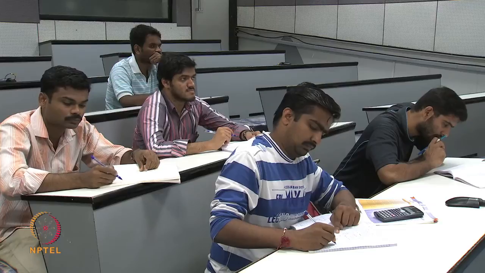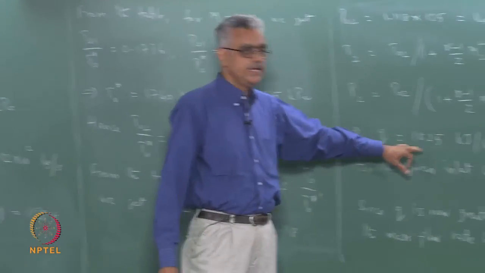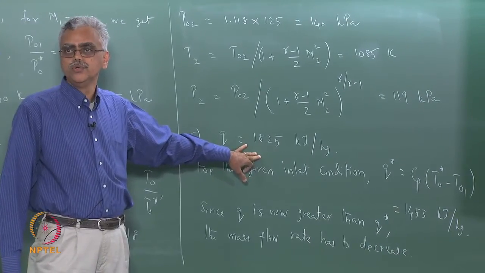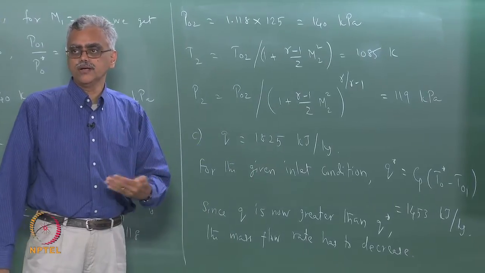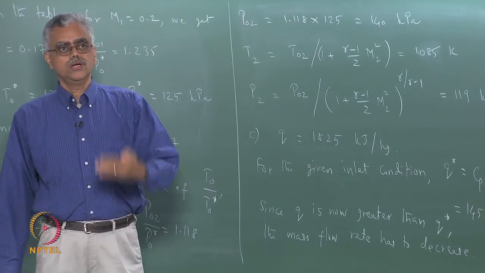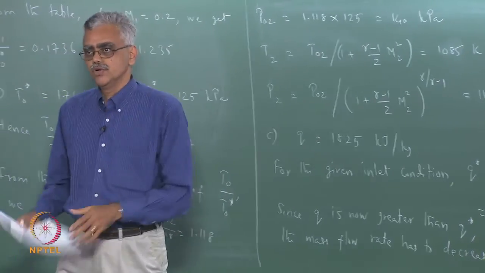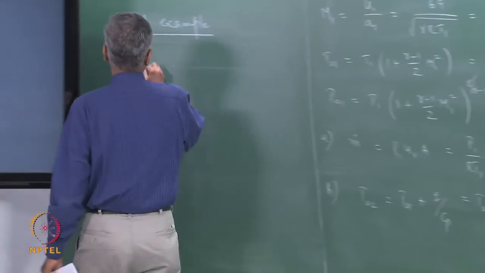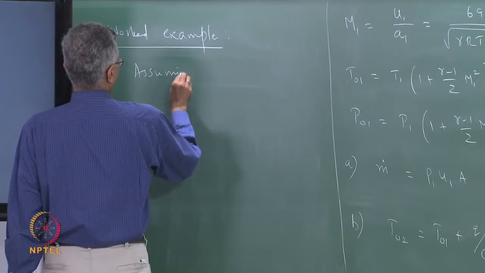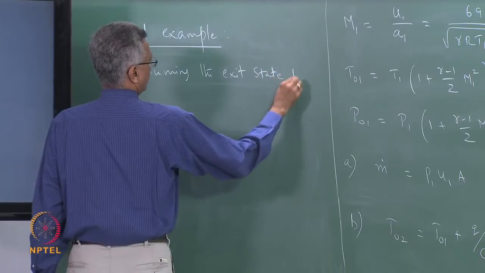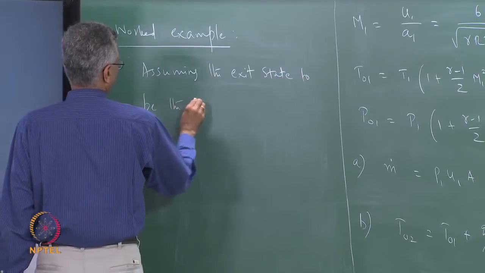So the principle is that the mass flow rate has to be such that the amount of heat that I have to add, which is 1825 kilojoule per kilogram, will be equal to the Q star corresponding to the new inlet state. Right? So that is what we are going to calculate. What is the new inlet state for which Q star is equal to 1825 kilojoule per kilogram? We are assuming the exit state to be the sonic state.